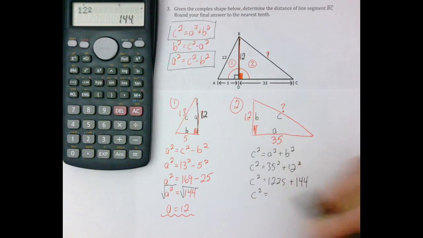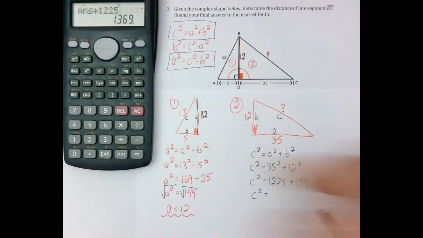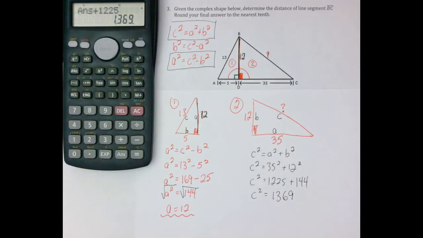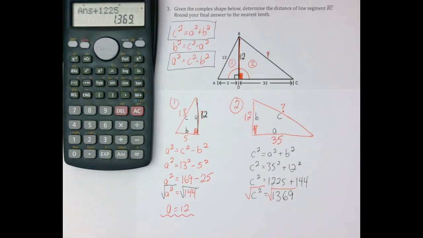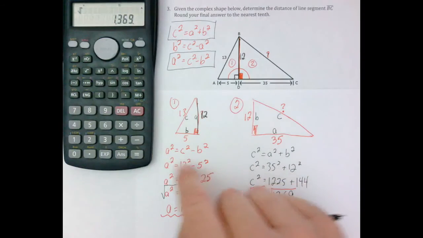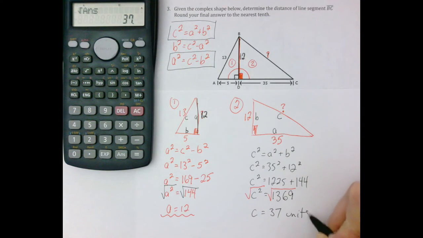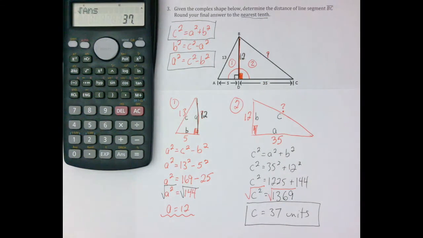Add those up. 144 plus 1,225 is 1,369. And of course I've got to take the square root to get C by itself, and I'll do the same on the other side of equals because that has to stay balanced. So I can leave that number on the calculator, just hit square root, and I've got an answer for C of 37 units. And that's the final answer to this question. They asked it to be rounded to the nearest tenth, but since there's no decimal, it just stays the way it is.